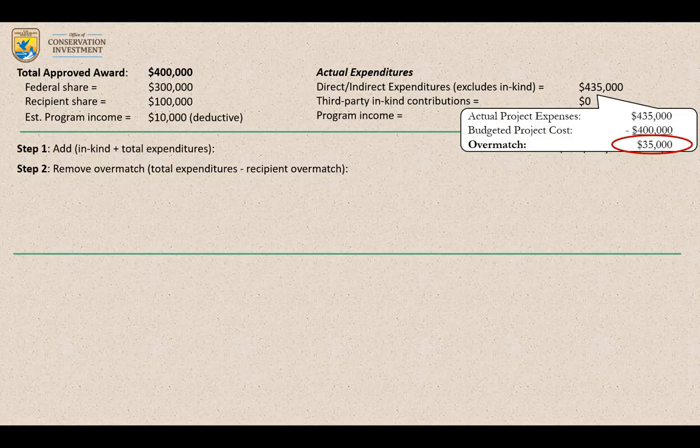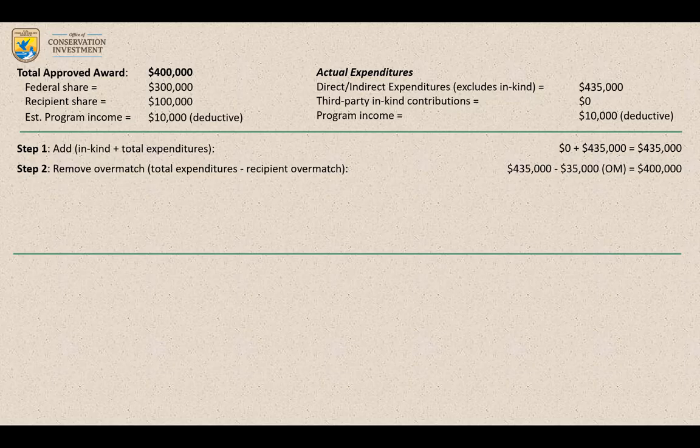The $35,000 difference incurred by the recipient is considered overmatch, which is removed in Step 2. In Step 3, the recipient takes the adjusted outlays from Step 2 and subtracts the total amount of program income that was earned during the award period of performance. Recall that the total program income is only removed in this step when there is a federal component. In this scenario, deductive program income was earned, therefore we subtract $10,000 from the adjusted outlays to get $390,000.